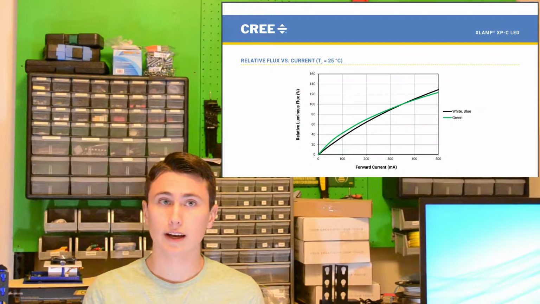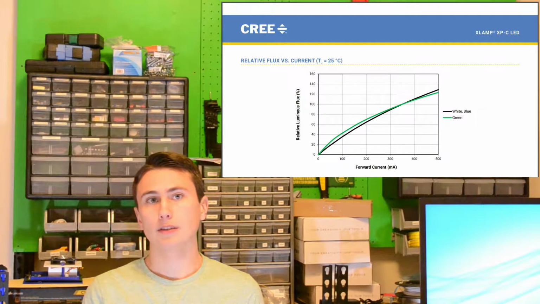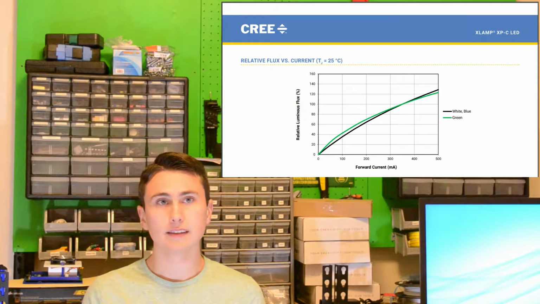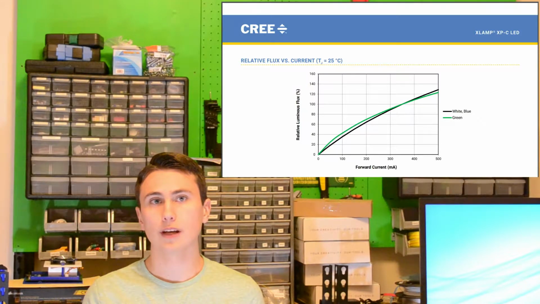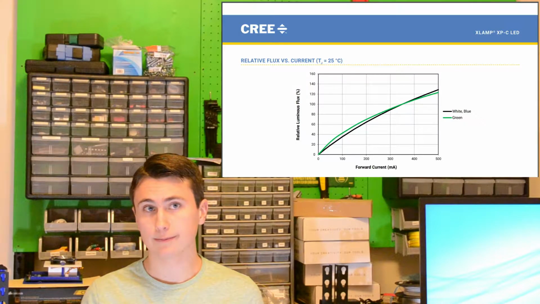On the screen, you will see a graph taken from the Cree XLamp XPC LED datasheet. A link will be posted in the description of this video if you would like to take a closer look at this document. This is a graph of the luminous flux radiating from an LED due to an increasing forward current. Relative amount of luminous flux is another way of saying relative brightness.